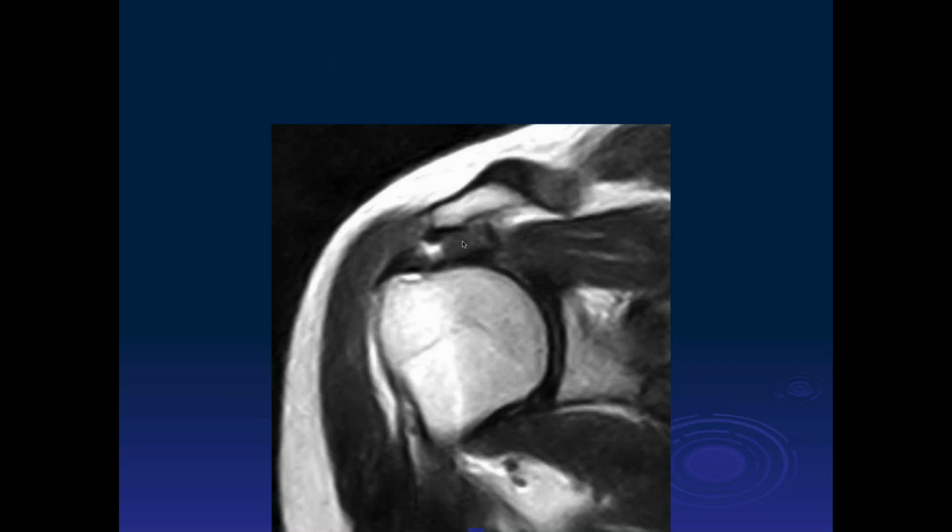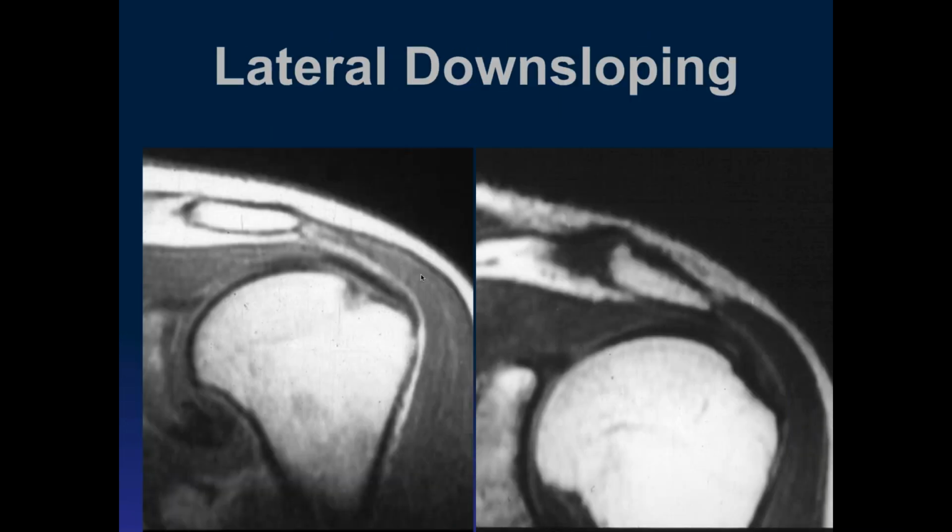And here's just an example of a partial bursal-sided tear of the supraspinatus associated with this inferior osteophyte and eburnation of the acromion process. The other thing to look for is lateral downsloping. We like to see the acromion process as horizontal, but it can also slope downward. And this is really something that really was emphasized more in the MR era.